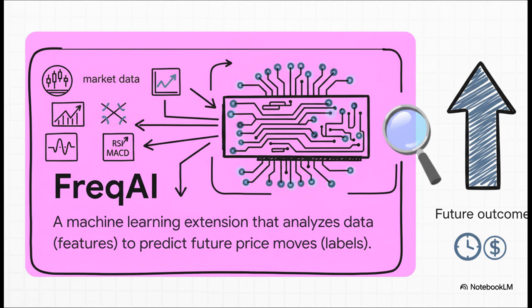So, what is FreqAI at its core? Well, you can think of it as a specialized machine learning engine that plugs right into our freqtrade chassis. It gobbles up all sorts of market data, like those indicators we just generated, and it uses all that information to predict what the price is going to do next, telling the bot the probability of a rise or a fall.